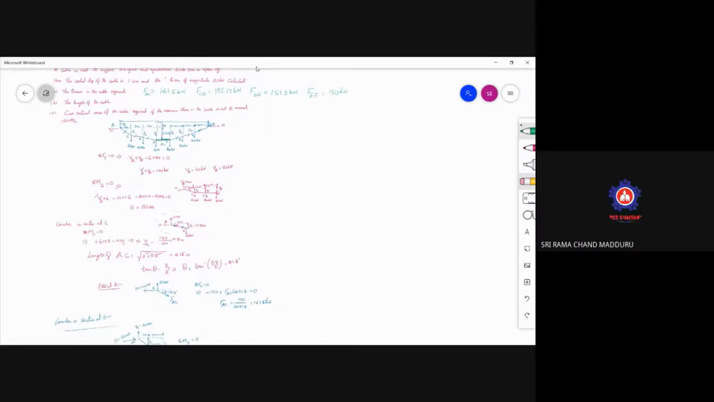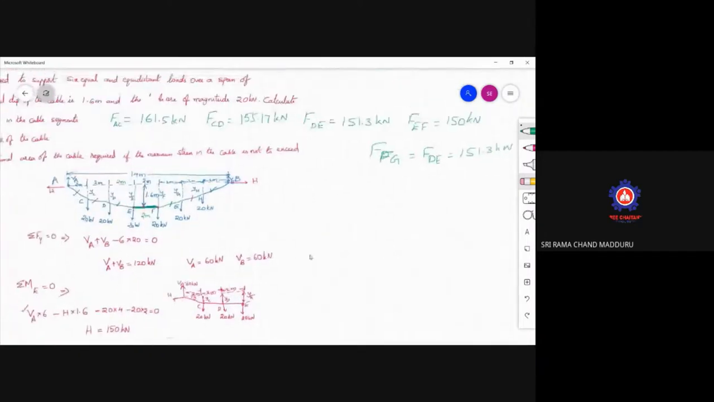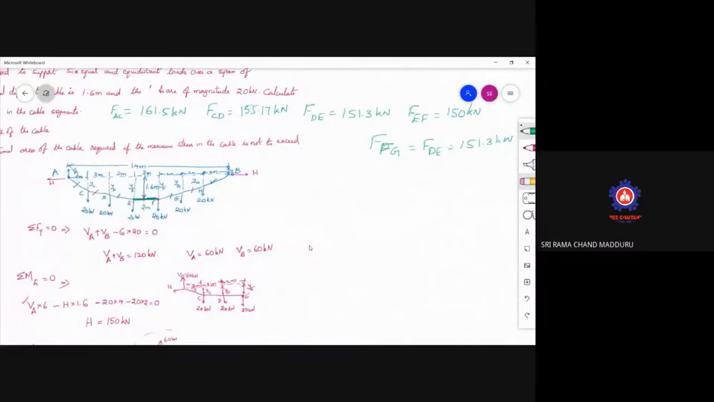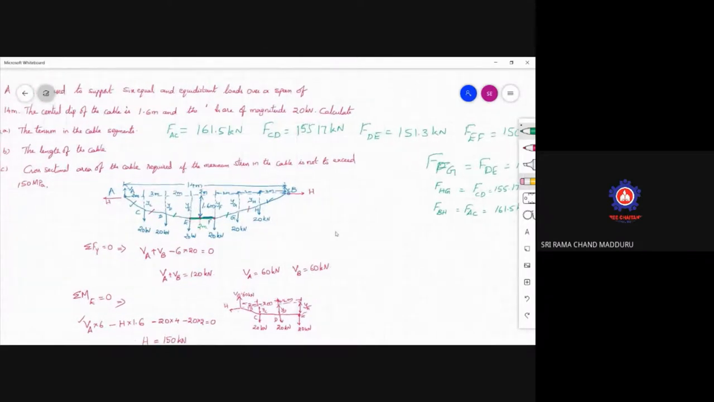Where FED, there is FG. Force in FG is equal to force in DE, which is 151.3 kilonewtons. Force in HG or GH is equal to force in CD, which is 155.17 kilonewtons. Due to symmetrical behavior, these things are happening. So this is the overall forces, tension forces that are acting in the cable.